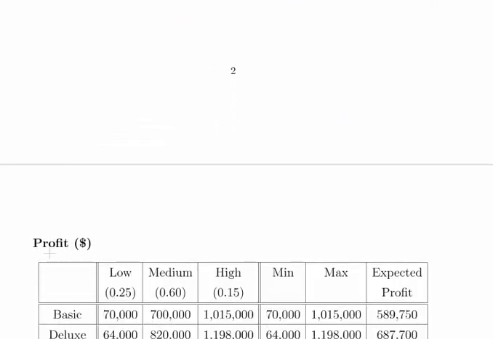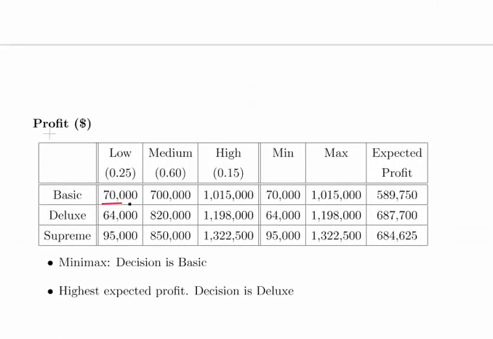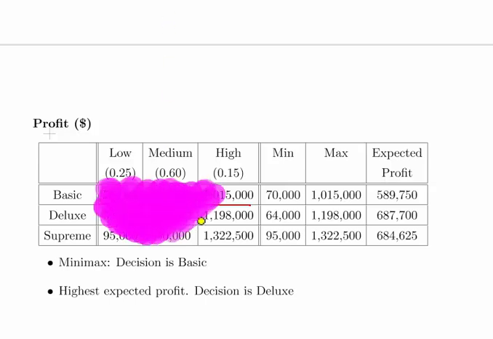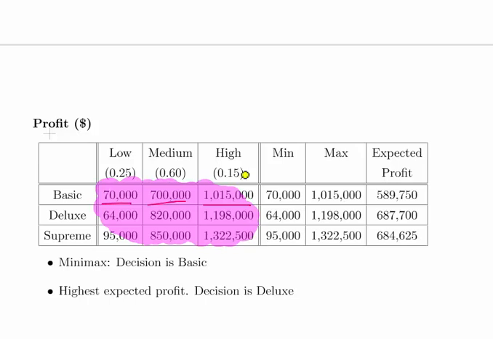Now, just to have it there, I have it done here: 70,000, 700,000, and 1.015 million. Okay. So essentially, that's an extension of what I was just demonstrating above. You just have to work through it and come up with that table there. Now we're going to go through this table and look at the maximum and the minimum.